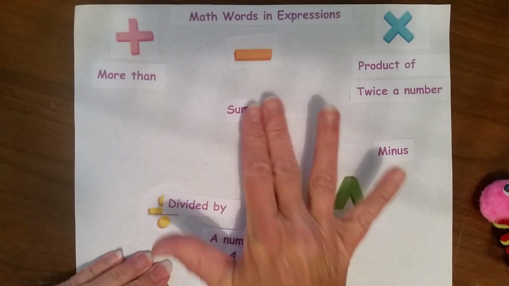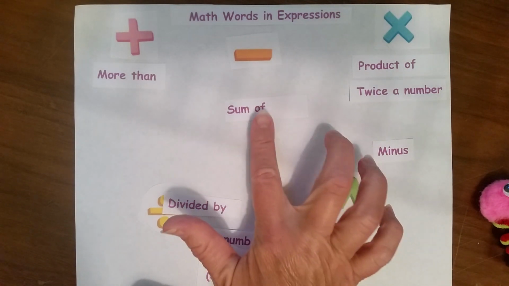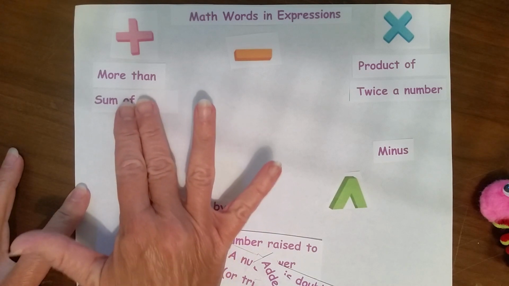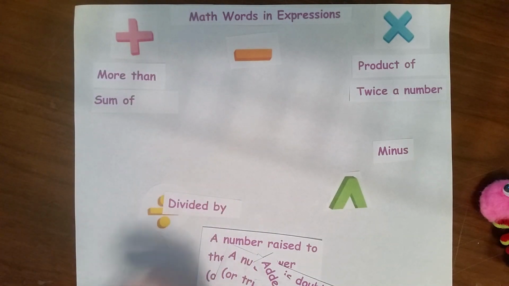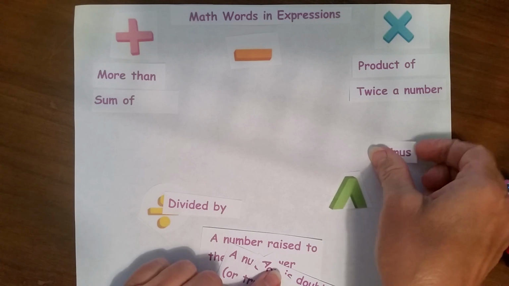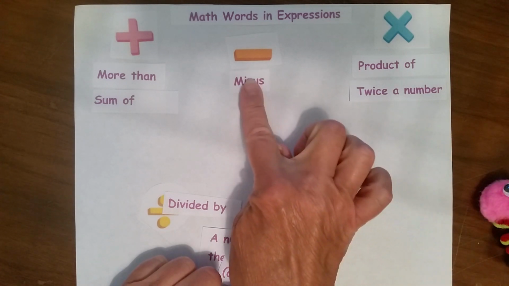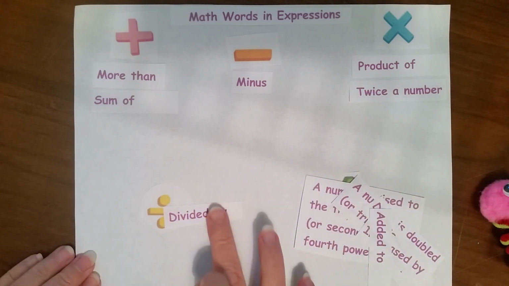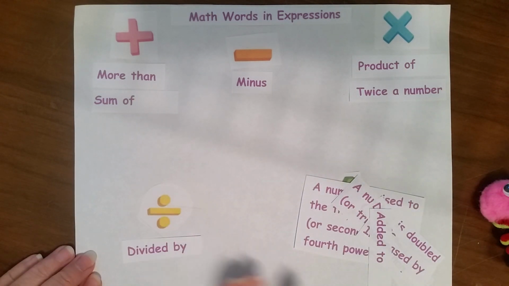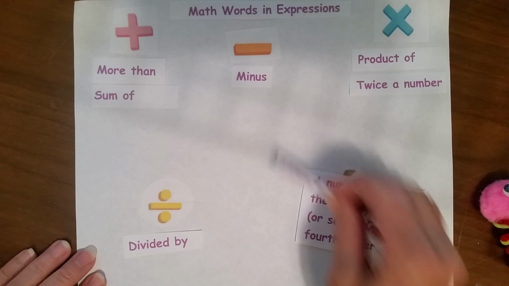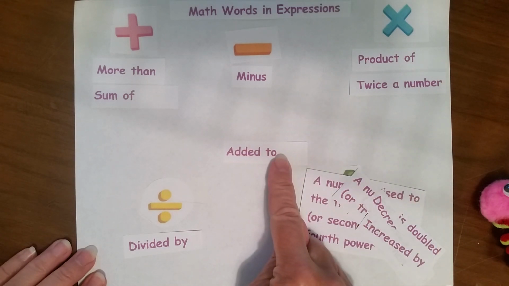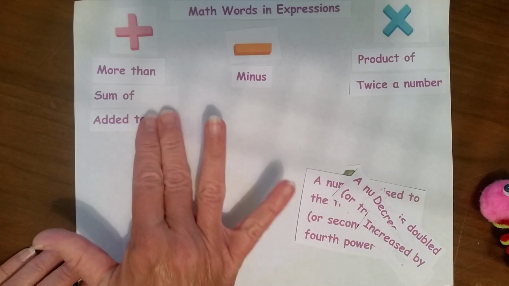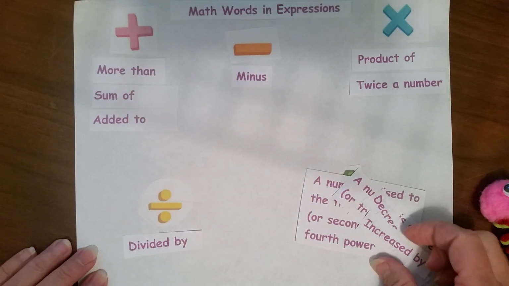Okay, where does the sum of go? Where should I put sum of? Well, that's right, I should put that right there in the plus. The sum of 2 numbers means plus. Okay, minus, you guys know, that goes right there. Divided by, okay, that's easy. That goes down there. Added to, guess where that's going to go? That's right, we're going to go right there. Added to is in plus.